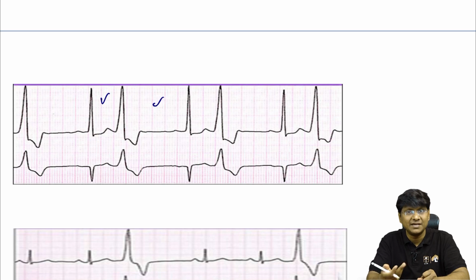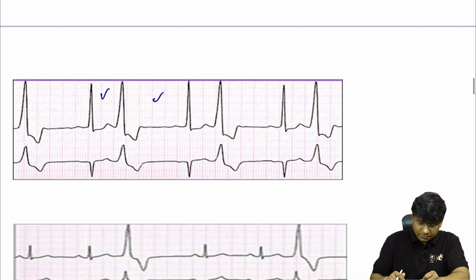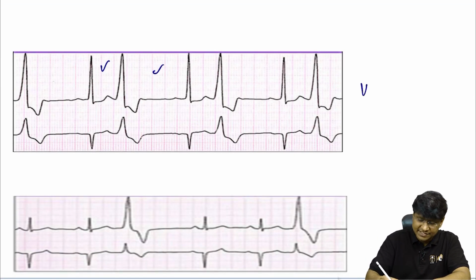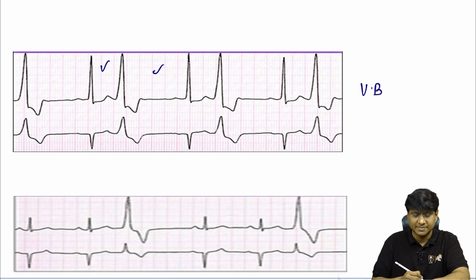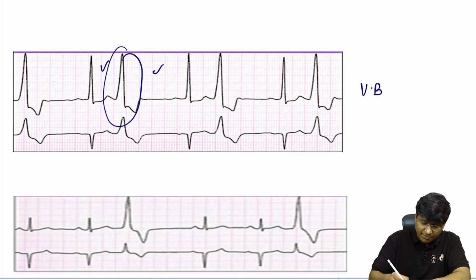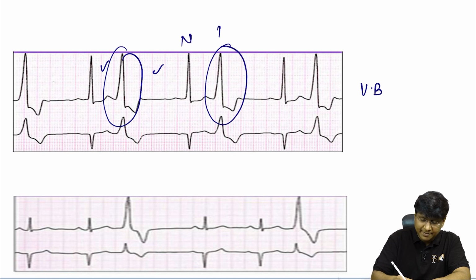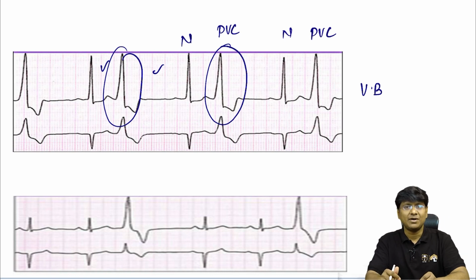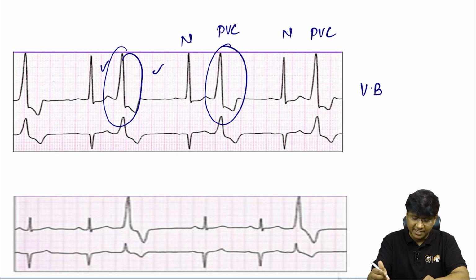That we call the irregular rhythm, right? When you take the example of this ECG, this is the ECG of ventricular bigeminy, because every second complex is an abnormal complex. So this is normal and this is a premature ventricular contraction. This is normal and this is a premature ventricular contraction. So every second complex is a premature ventricular contraction. That is the reason why we call it ventricular bigeminy.